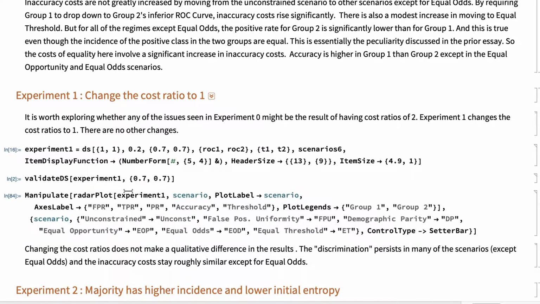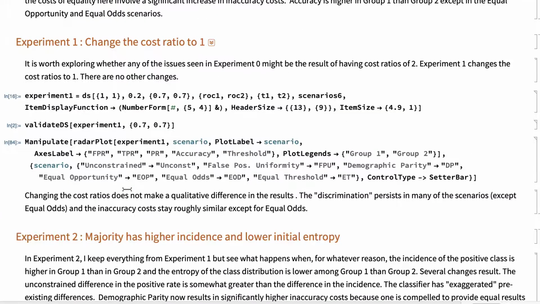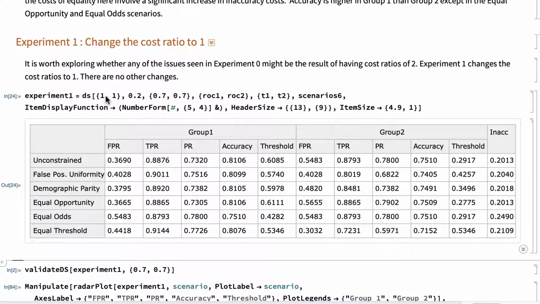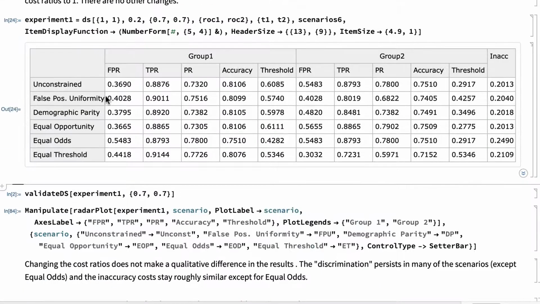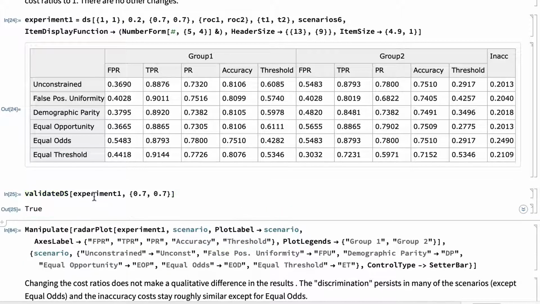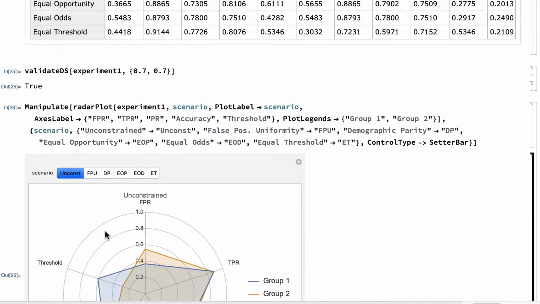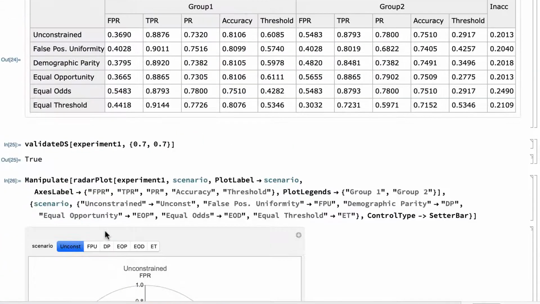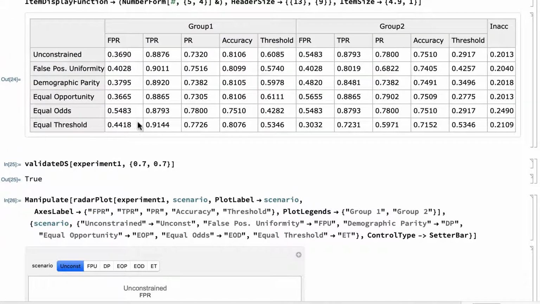Okay, let's do some more experiments. In this experiment, all I'm going to change is the cost ratio. Maybe all these weird things are a result of having an asymmetric cost ratio, where having a false positive costs more than having a false negative. Let's see. And if you look at this, first of all, let's make sure this makes sense. It does. We can generate our radar plot if we want to explore things further. But the bottom line is that although the individual numbers change a little bit, the overall result is the same.